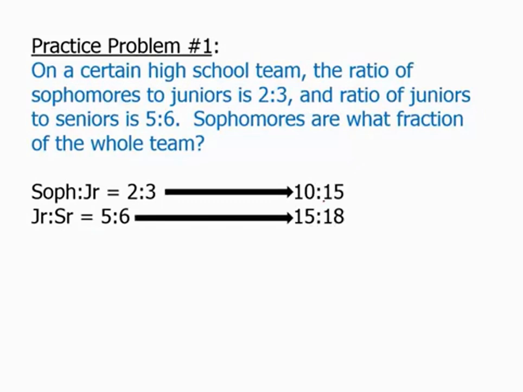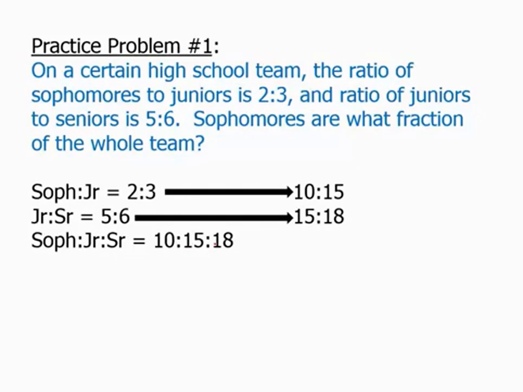Juniors are now represented in both by 15, so now we can put everything together in one big ratio: sophomores to juniors to seniors, 10 to 15 to 18. Now, it looks like you might be able to cancel something, but there's actually no way to reduce that. There's no number that is a common factor of all three of those numbers. And so that is our combined ratio.